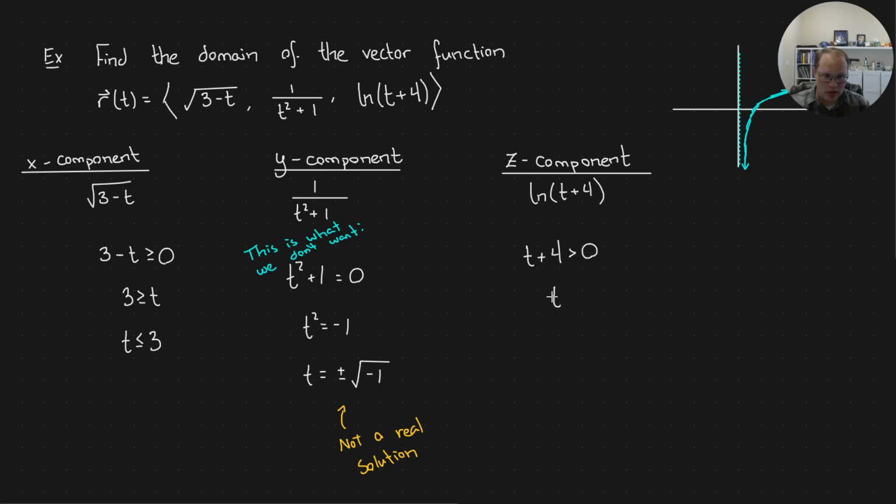Let's isolate the t, subtract the 4. That means t needs to be bigger than -4. Okay, so if we put all those components together, the restrictions from all those components together, then the first component, I cannot have t any bigger than 3. 3 is the absolute largest it could be. There are no restrictions on the second component, but on the third component, I also need t to be bigger than -4. So to make sure all of these components work at the same time, I need to make sure all of these restrictions hold at the same time.